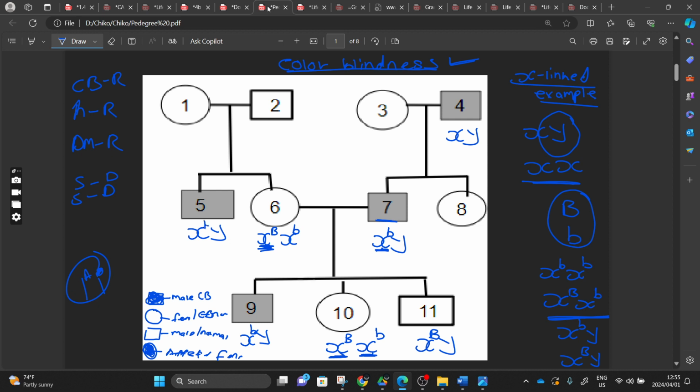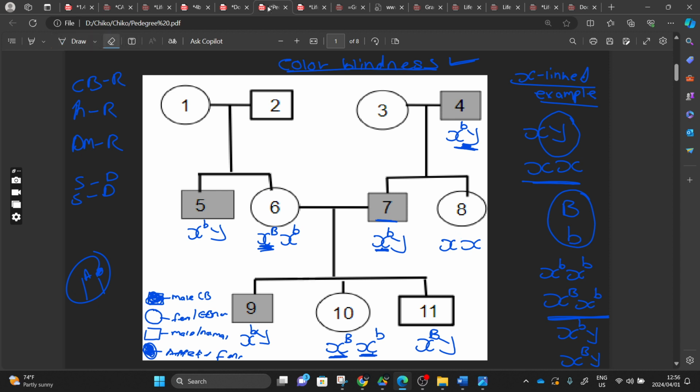And then father here, number 5, small letter b, since he is affected. And then number 4, small letter b, since he's affected. And then these two, number 3 and number 4, had a baby, a daughter at number 8. And then we have X and X. Since this daughter got one X from the father, and that X is affected, it means that she's going to be something.